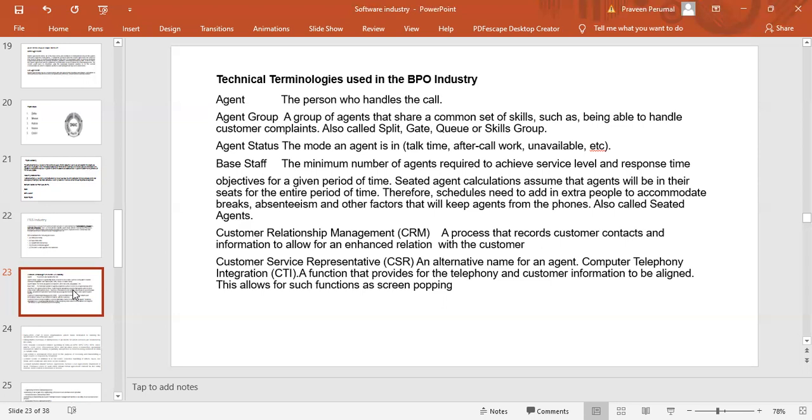CRM, customer relationship management. It's a process that records customer contacts and information to allow for an enhanced relation with the customer. CSR, an alternative name for an agent. CTI, computer telephony integration. Function that provides for telephony and customer information to be aligned. This allows for such functions as screen pop.